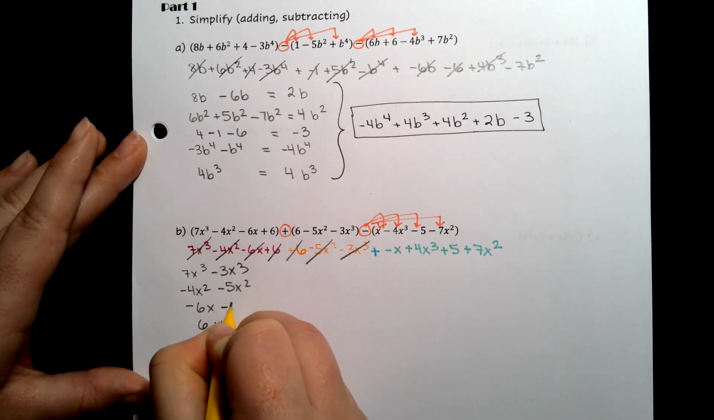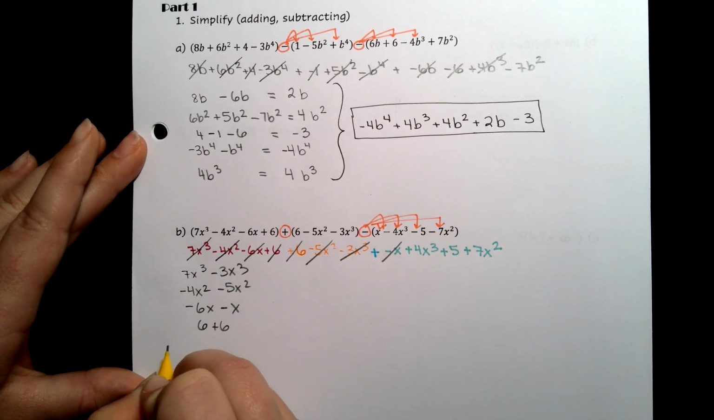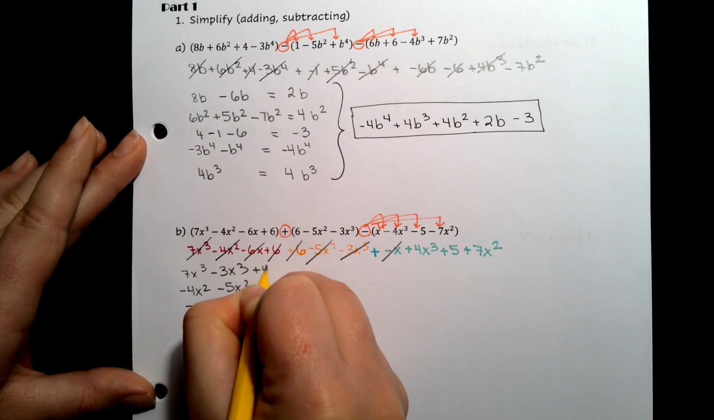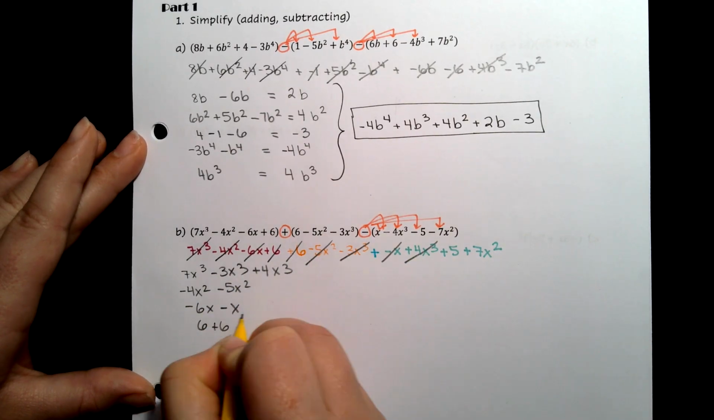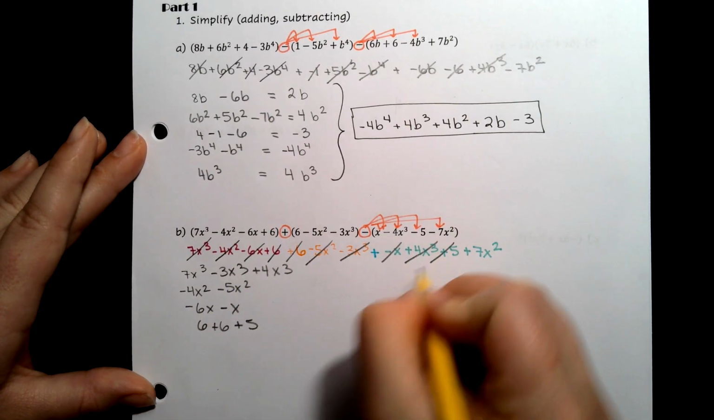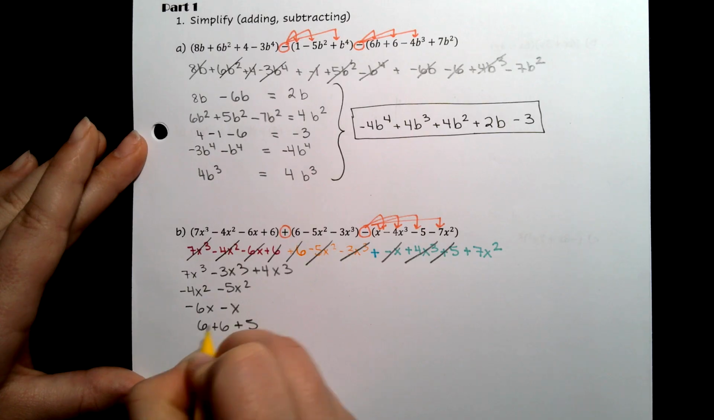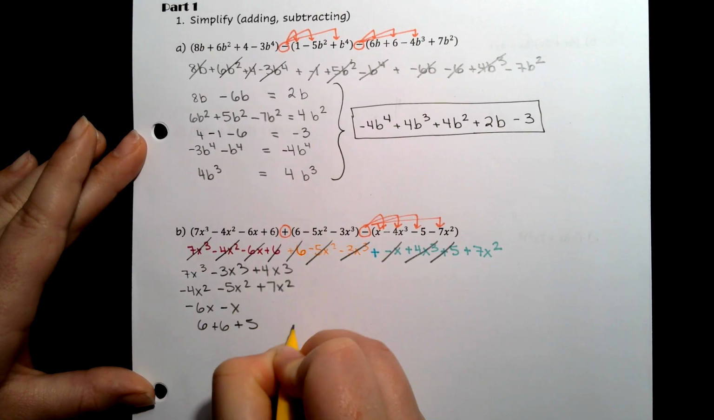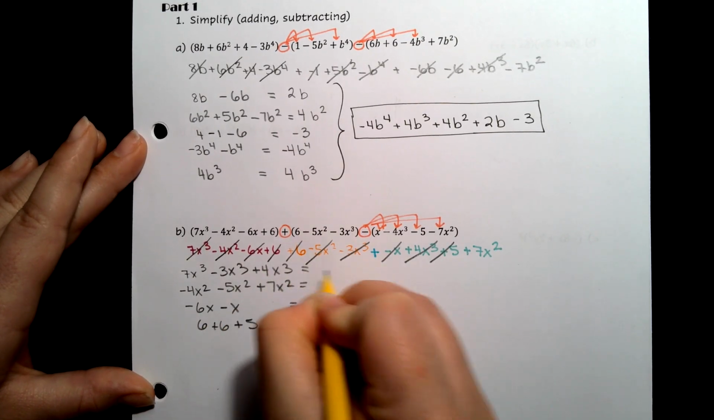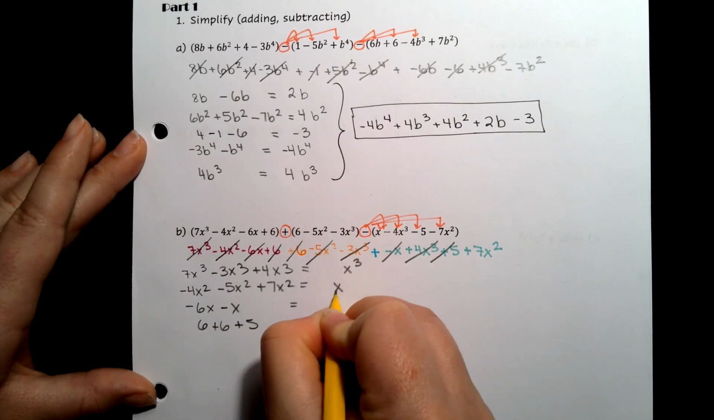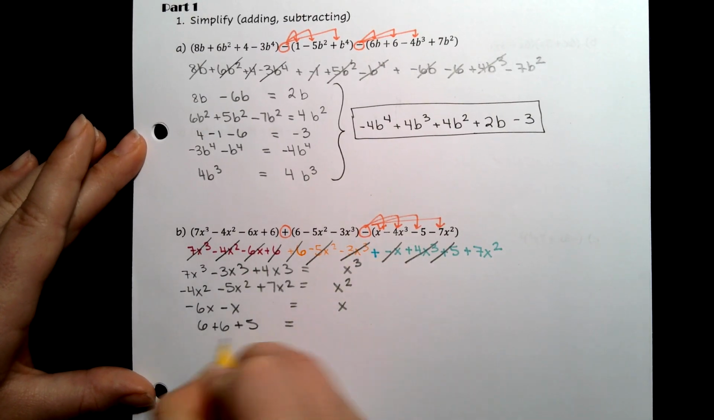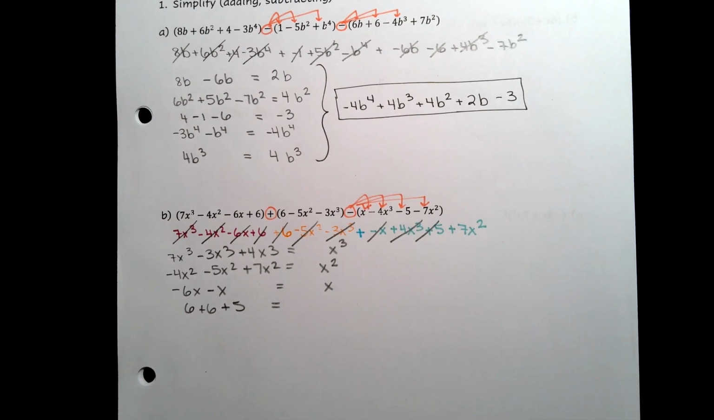Then I have a negative x, a positive 4x cubed, a 5, and a 7x squared positive. If it has a variable, it's going to keep that variable. So x cubed stays, x squared stays, x stays, and then the constant doesn't have anything. We're going to pick up that calculator. We're going to type things in.